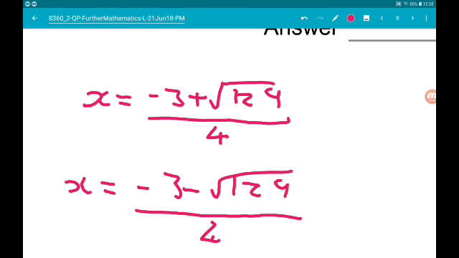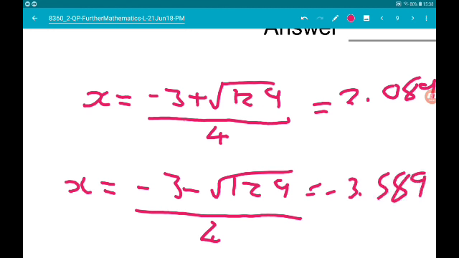So let's see what we get. Bear with me. Okay, so we get 2.089 and for the other one we get minus 3.589. Cool.